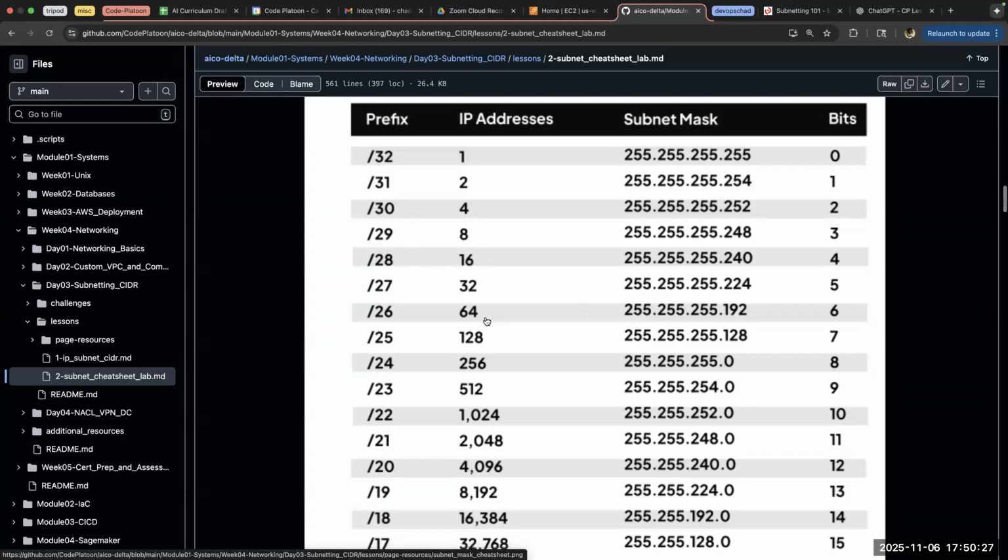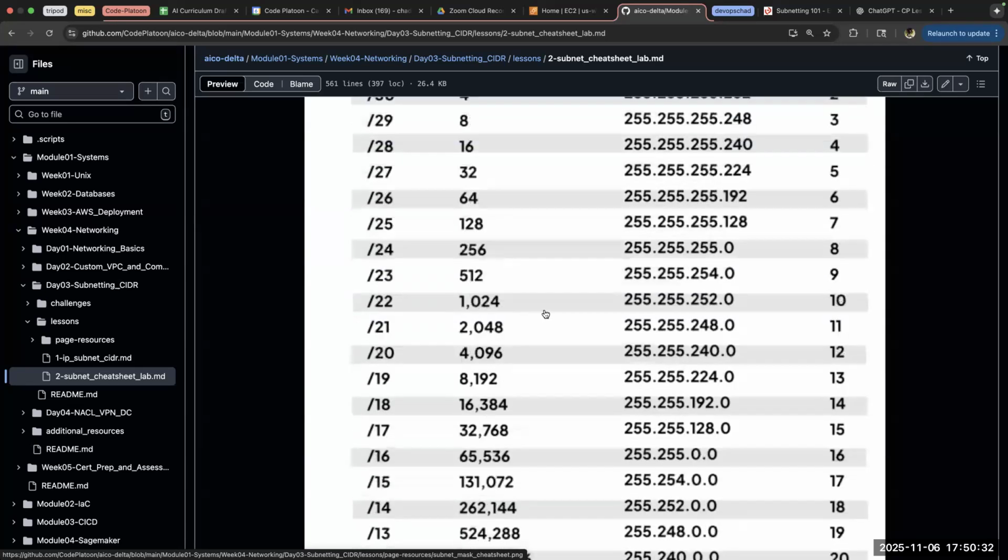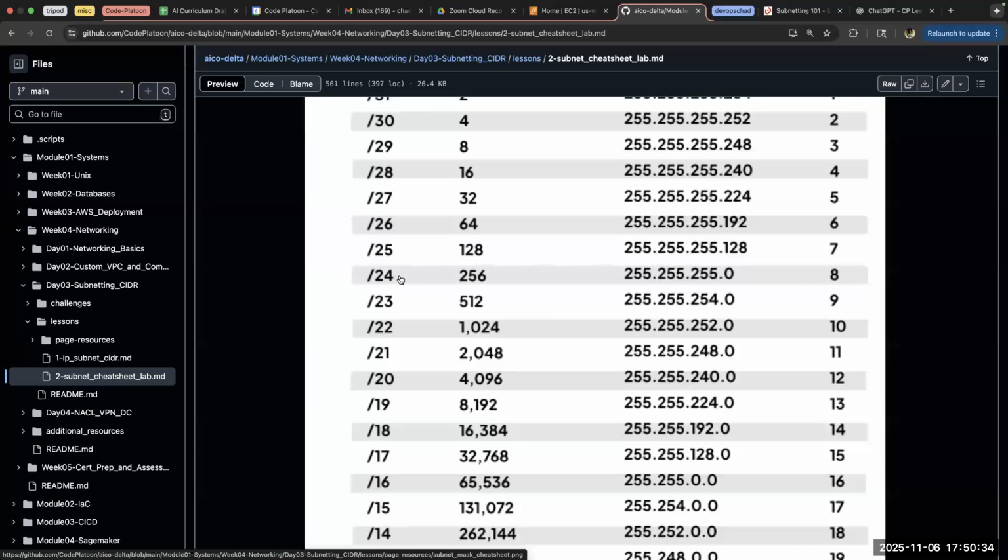So for a slash like this, your general /24 is the base. This is where it starts. Generally you start with a /24, so you'll have 254 available IPs. Yep, that's exactly right.